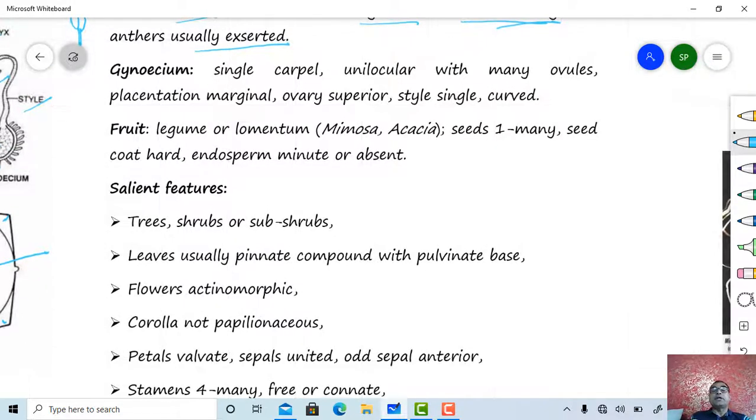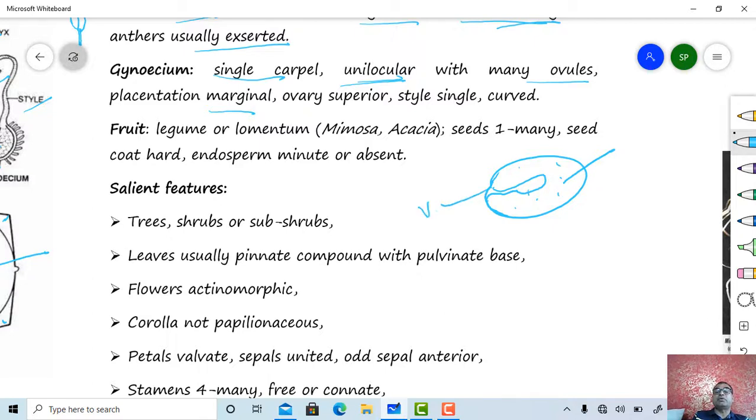Now about the gynoecium. Single carpel, that means monocarpellary, marginal placentation, unilocular. Of course, if marginal type of placentation is present, then it will show such a condition. So this one becomes the unilocular condition. Many ovules in a single locule, placentation is marginal. This will be the ventral suture. Ovary superior, even though perigynous type of flower is present. In case of perigynous flower, semi-inferior type of ovary is present, but generally it is considered as a superior ovary.